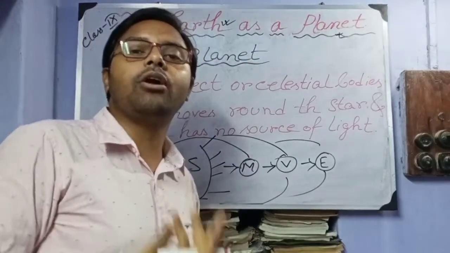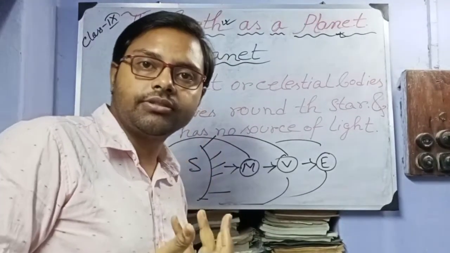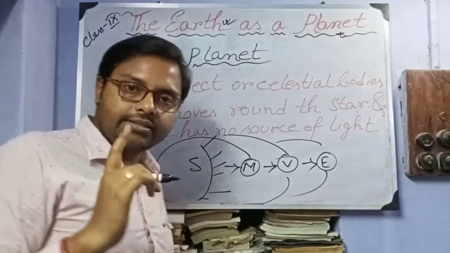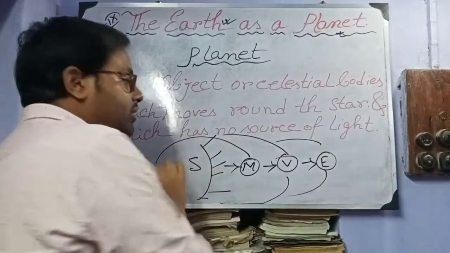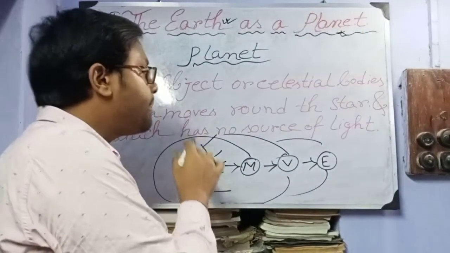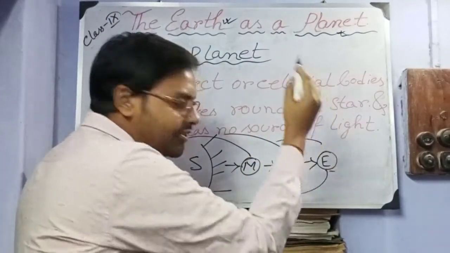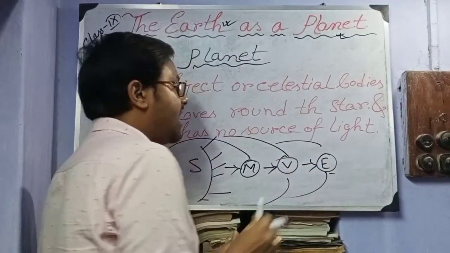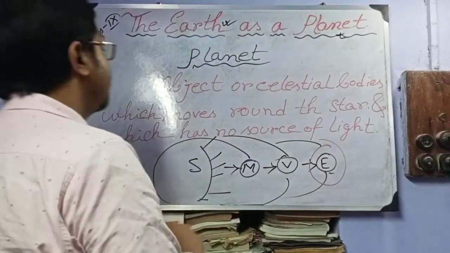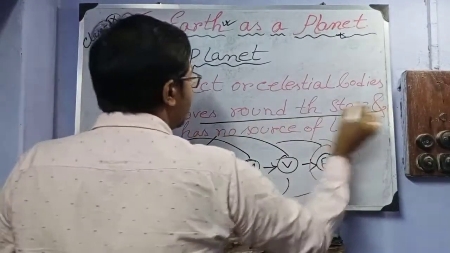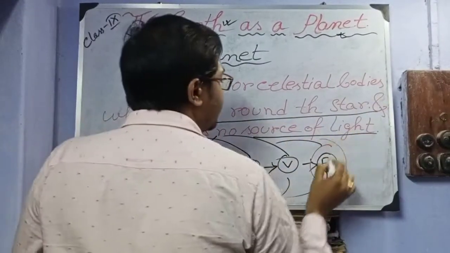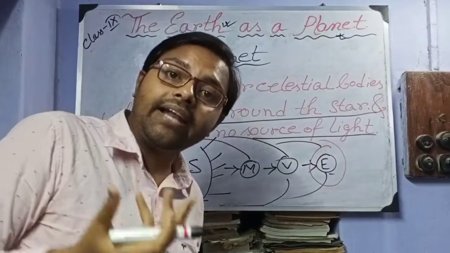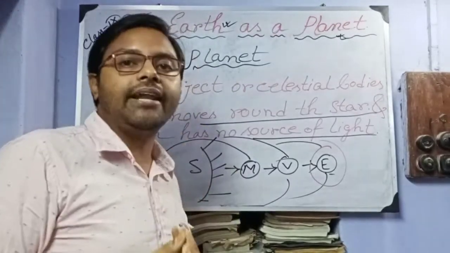Why is the sun a star? Because it has its own light and heat. So that's why the sun is a star, and the Earth is moving around the star, namely the sun. That's why the Earth is a planet, and also the Earth has no heat and light of its own. That means these two features, moving around the star and no source of light, are in the Earth. That's why we call the Earth a planet.